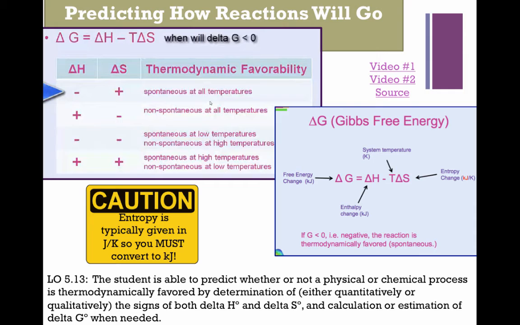A way to find delta G, to bring everything together: delta G equals delta H minus T delta S. Caution. Most missed right here. Delta S is given in joules. Watch your units all the time. Take your time and watch your units.